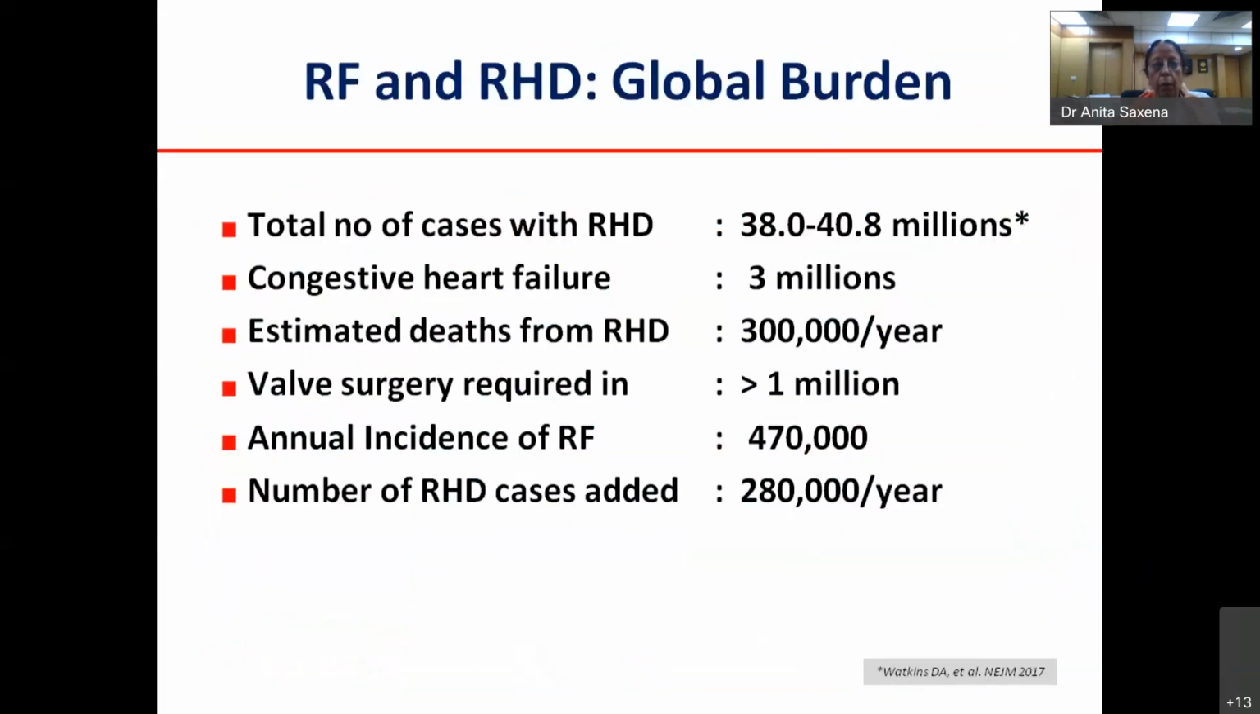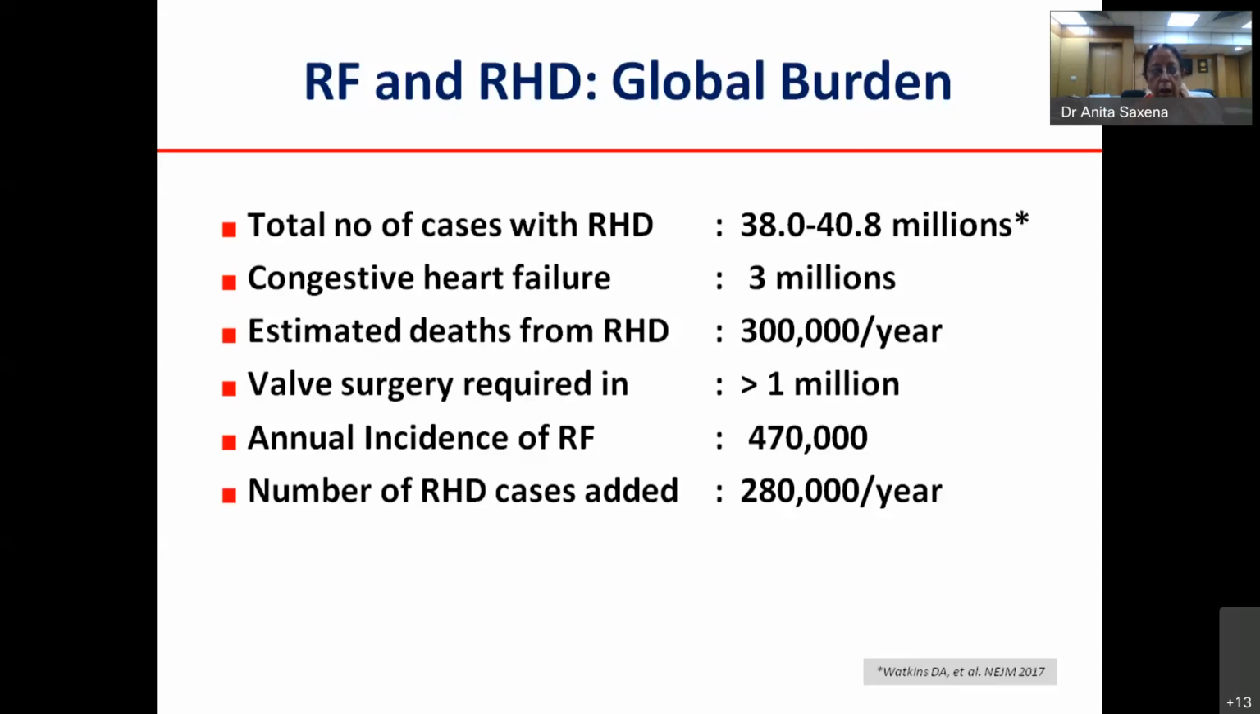Just to give you the global burden, a very large number of cases still exist, because as we know, the regions which have a lot of rheumatic fever, rheumatic heart disease are the most populous regions of the world, be it Africa or India or Pakistan or even to some extent China. We have a large number of patients who, because of rheumatic heart disease, are in congestive heart failure. In fact, rheumatic heart disease is the commonest cause of congestive heart failure in under 40 years of age. So if you have a relatively younger patient who is in heart failure, there is a very high likelihood of this patient having rheumatic heart disease.